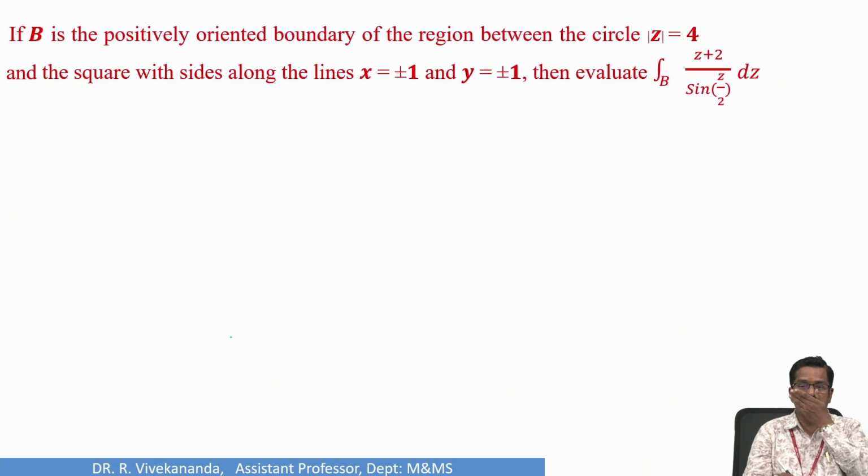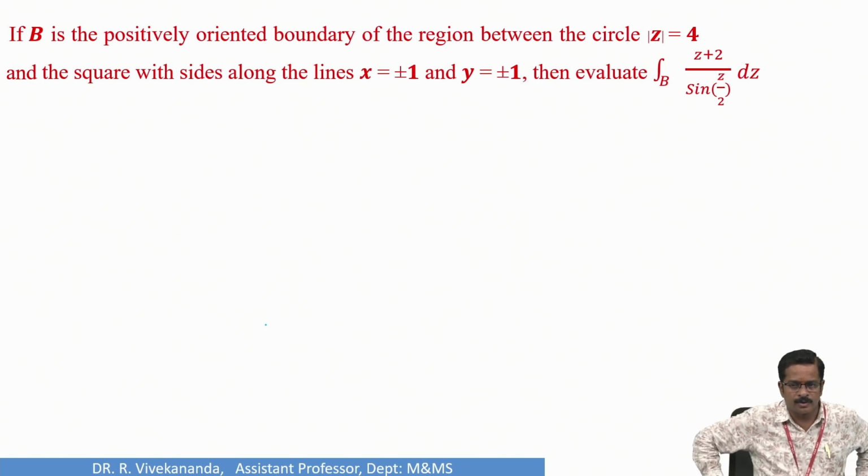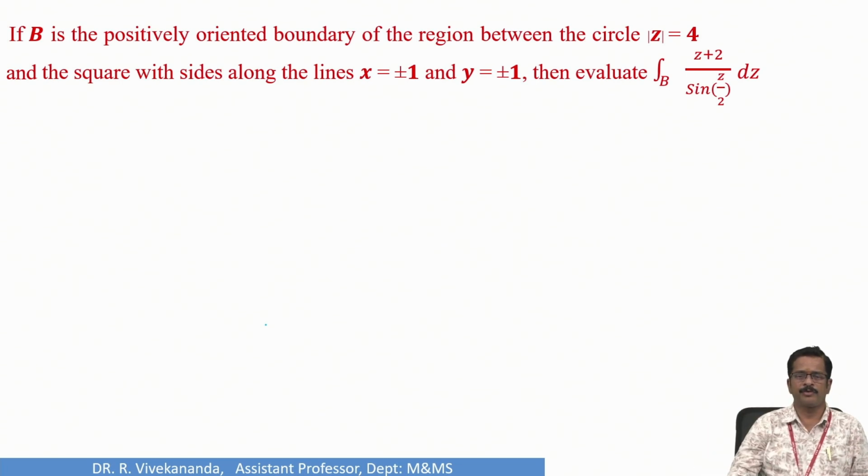Okay. Next one. B is the positively oriented boundary of the region between the circle mod z equals 4 and the square with sides along the lines x equals plus or minus 1 and y equals plus or minus 1. Then evaluate the integral over B of z plus 2 by sine of z by 2 dz. This is another question, and this type of problem is also very important.